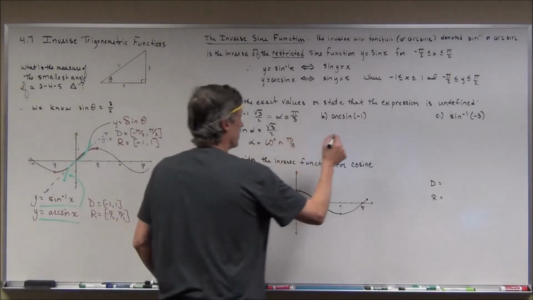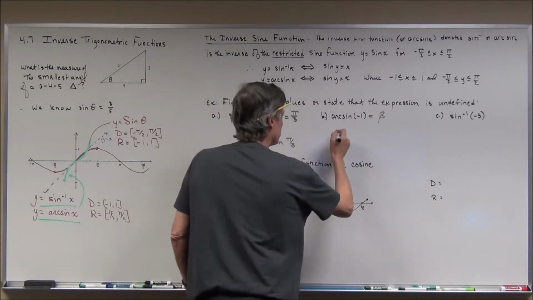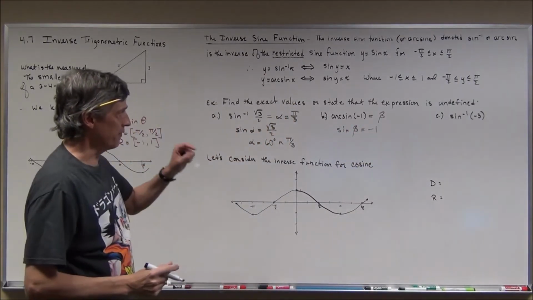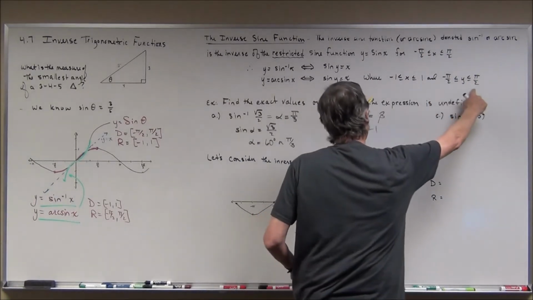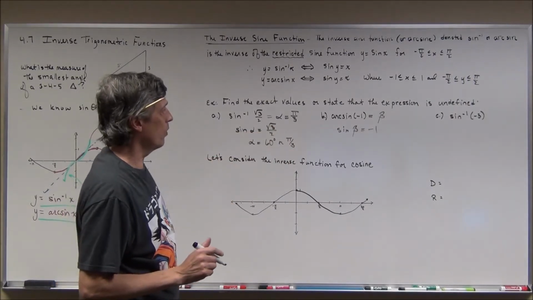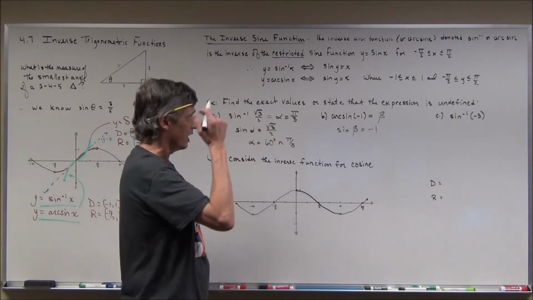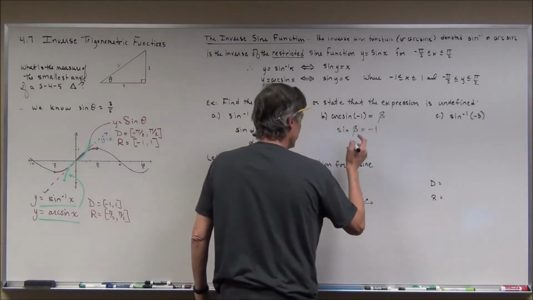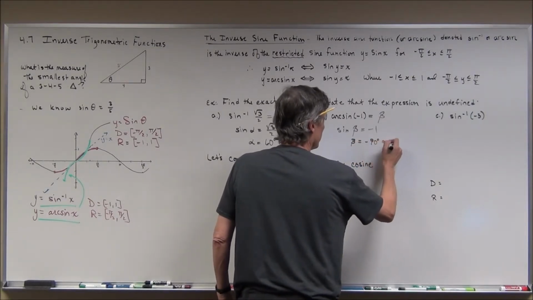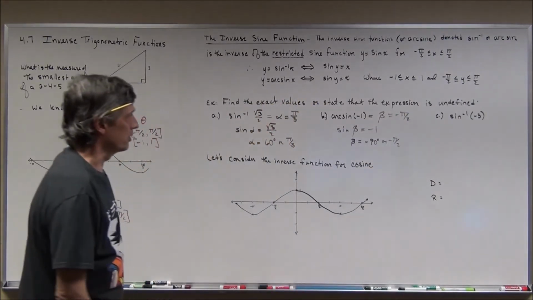I'm going to do the same thing right here. I'm going to call this angle beta, just to give it a different name. And that means that the sine of beta is equal to negative 1. That means I have to find an angle, again, between negative 90 and 90, or between negative pi over 2 and pi over 2 inclusive, such that the sine of it is negative 1. Well, the sine of 90 degrees is positive 1. The sine of negative 90 degrees is negative 1. So beta would be negative 90 degrees, or negative pi over 2. And I'll go ahead and write it out there in radians.